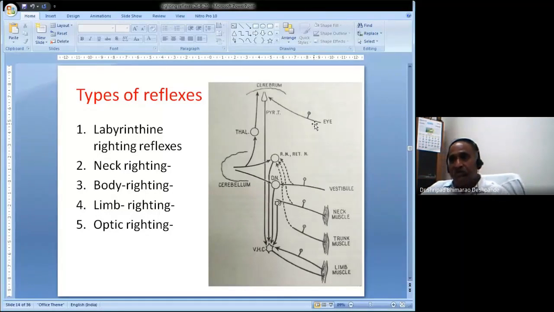I will only refer to the particular area in the subsequent discussion. These are the different types of righting reflexes. To make it simple: head, neck, body, limb, and eye righting reflexes. The head, the labyrinthine vestibular system, is placed in the head. That is the labyrinthine righting reflex. Neck, body, and limb are the same. Then the eye is the optic righting reflex. These are five different types of righting reflexes.